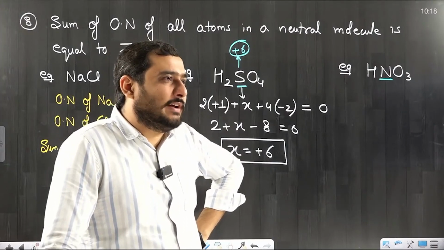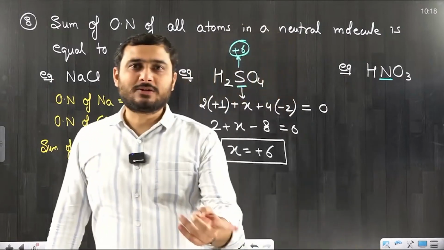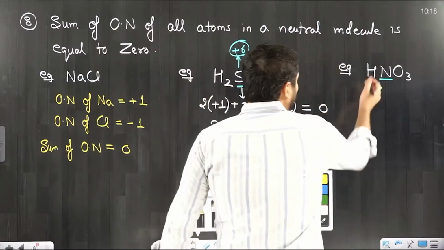Students are telling plus 5. Very good. And whenever you are writing oxidation number, do not say only 5. You have to tell plus 5 or minus 5. So the answer is plus 5. So how many hydrogen? 1.